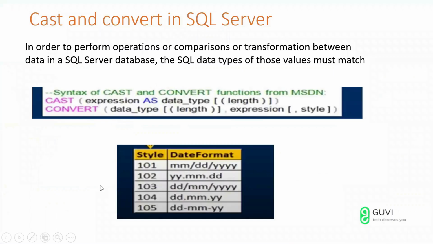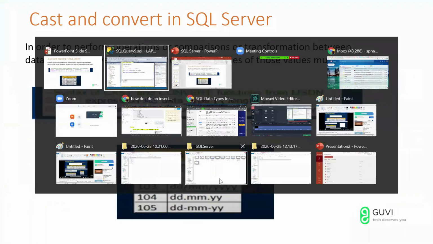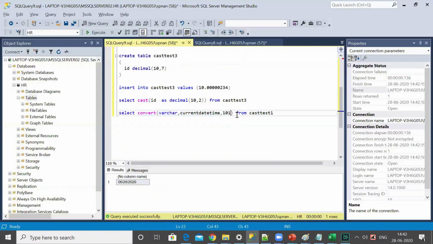Now there are various styles available. I'm taking 102, which is YYMMDD. Let's give it. You see that the YYMMDD format has changed. That is how you can use cast and convert functions in SQL Server.